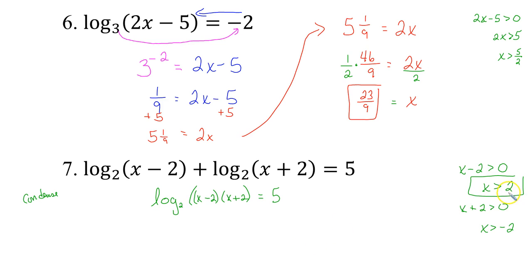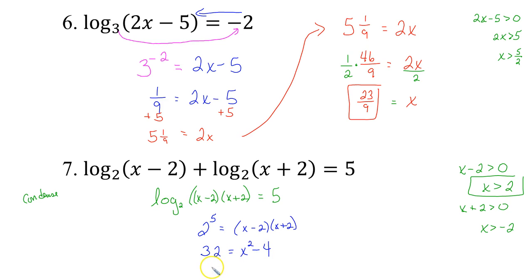So we have to make sure all of our solutions are greater than 2. Let's rewrite this in our exponential form, keeping in mind our base to the 5th power. So 2 to the 5th power is equal to x minus 2 times x plus 2. Now I'm going to simplify the right-hand side. This actually multiplies together and gives me x squared minus 4. And the left-hand side simplifies to 32.